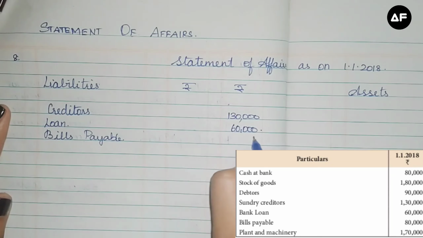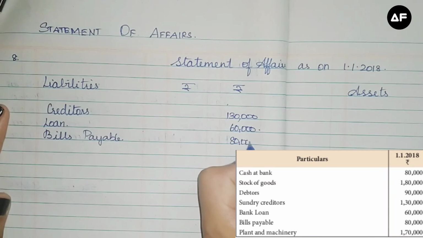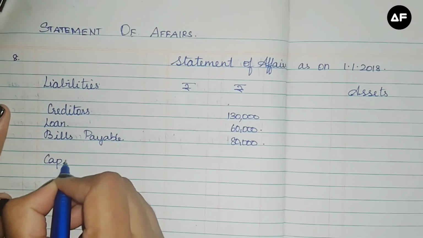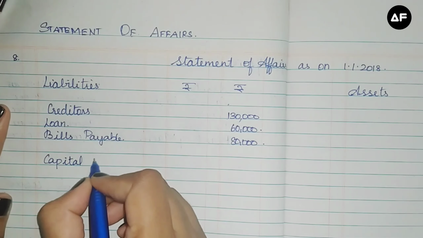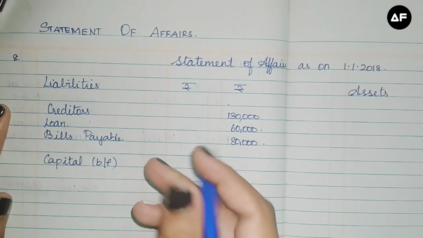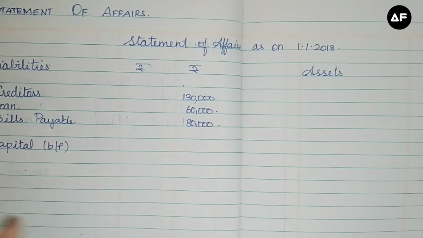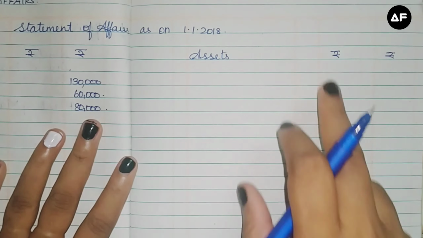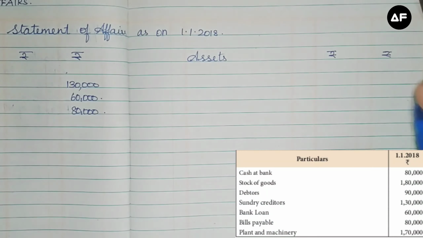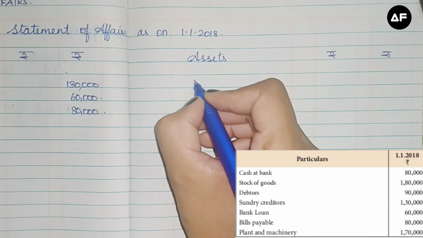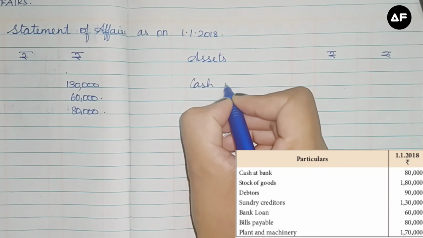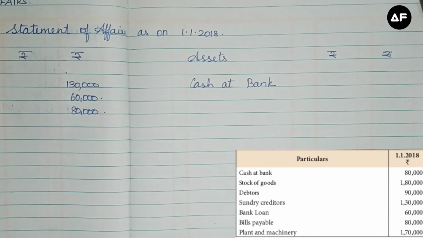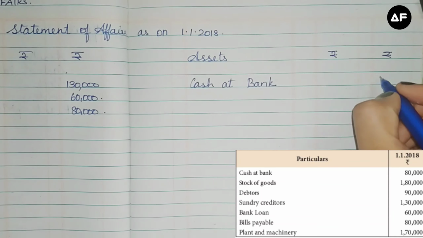Next item is bills payable. Bills payable is 80,000. Your next one is going to be your answer, that is nothing but your capital, so let that stay there. Since we have already done this, we know that the capital falls aside, right? Next we are going to move on to the asset side. The first asset is going to be cash at bank. Look into only the 1/1/2018 figure. So it's going to be 80,000.